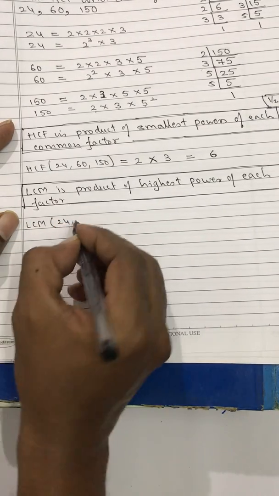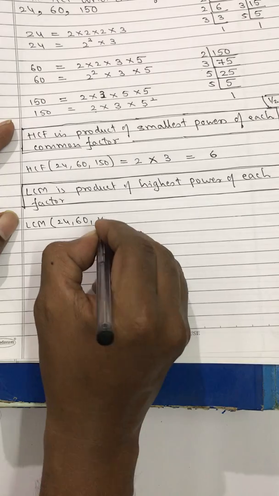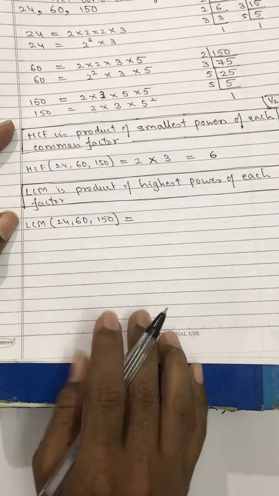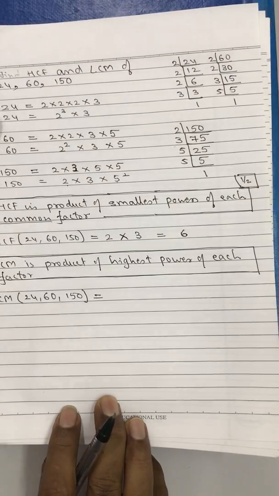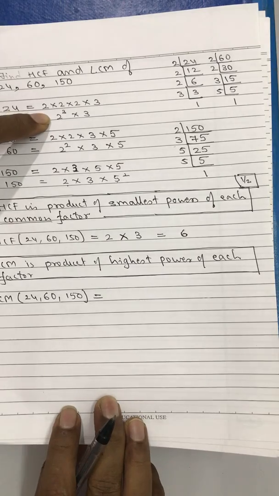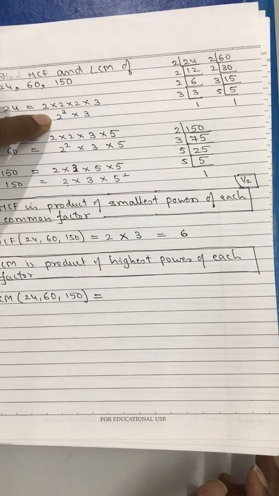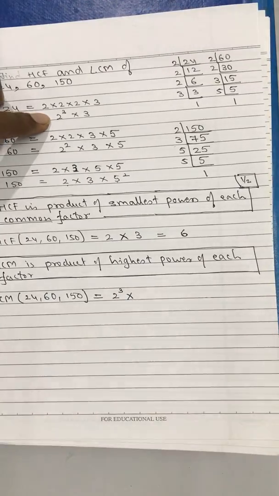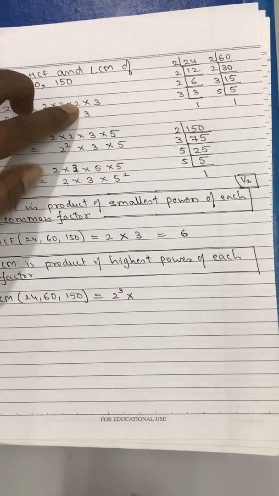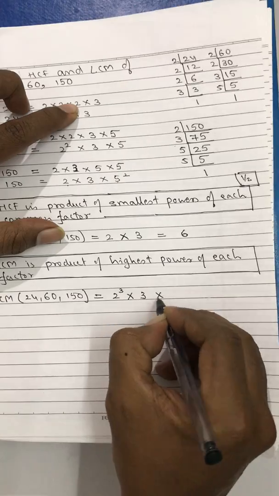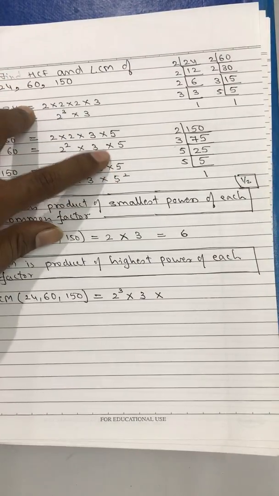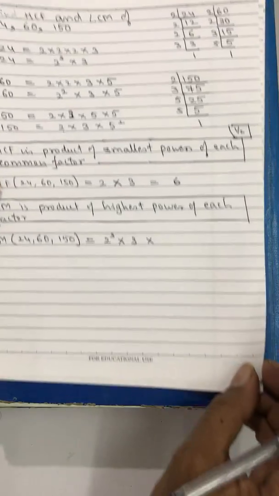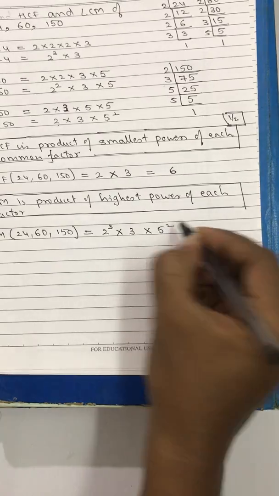So here the LCM of 24, 60, 150 will be what? See now, first 2 is present everywhere. So the highest power of 2 is 3, so it will be 2 cube. 3 is present everywhere and the highest power is 1. 5 is present everywhere and the highest power of 5 is 2. So I'll get it as 5 square.